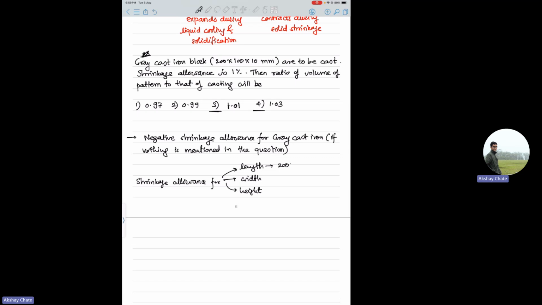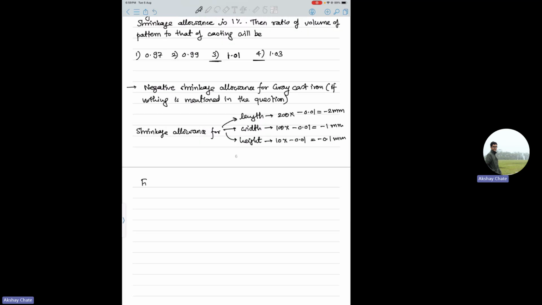For length you have to consider 200 into minus 1%, which is 0.01, so that is minus 2 mm. For width, 100 into minus 0.01 is minus 1 mm. For height, 10 into minus 0.01 is minus 0.1 mm. So these are your pattern dimensions, which are 200 minus 2 cross 100 minus 1 cross 10 minus 0.1, so 198 into 99 into 0.9. All are in mm. So this is your pattern.